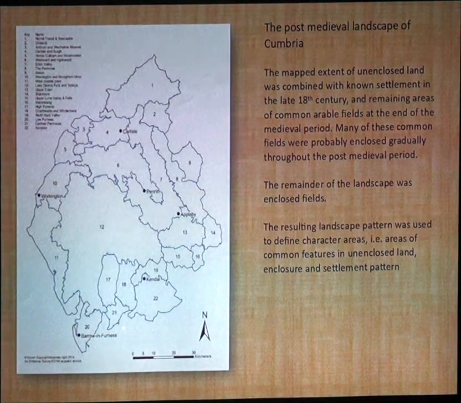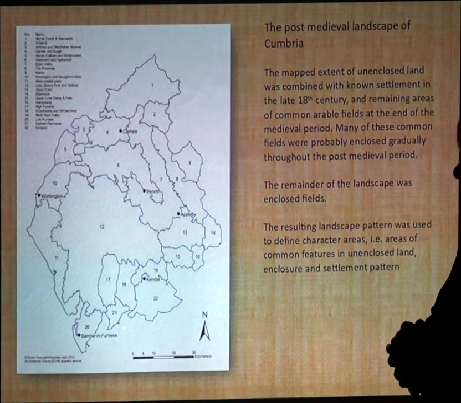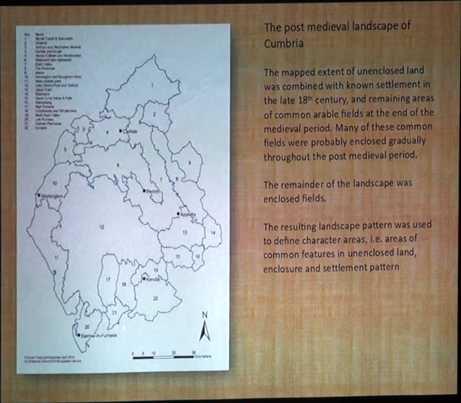Really once I've mapped the settlement, the unenclosed land, everything else, other than small areas of woodland that I mapped, everything else was enclosed land by the late 18th century. So it's quite a simple map. What I then did was I divided the county up into what I call character areas. So these are areas with similar characteristics. There were 22 altogether. Number 9 is here, it's Alston Moor, 8 is the Pennines, and then 7 is the Eden Valley.